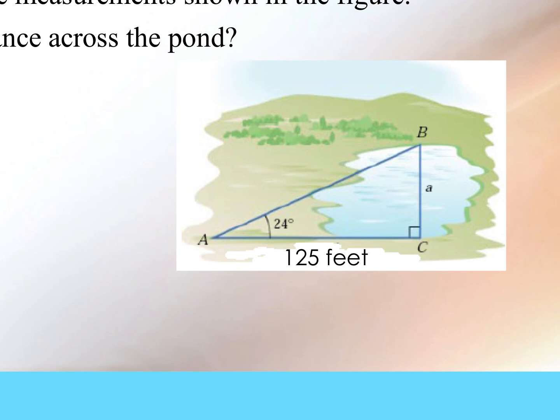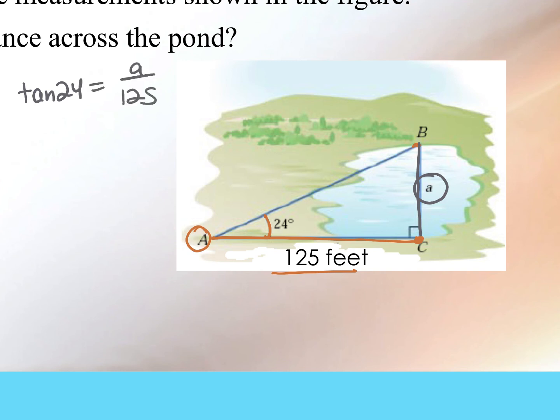So the angle is given to you. The angle between the edges of the pond is 24. The distance from the surveyor to the edge of the pond on this side is 125. And we want to know the length of the pond, or the width of the pond. So which trig function am I going to use? Tangent, opposite and adjacent. So tangent of 24 would equal A over 125. And this time we just have to multiply 125 times the tangent of 24.